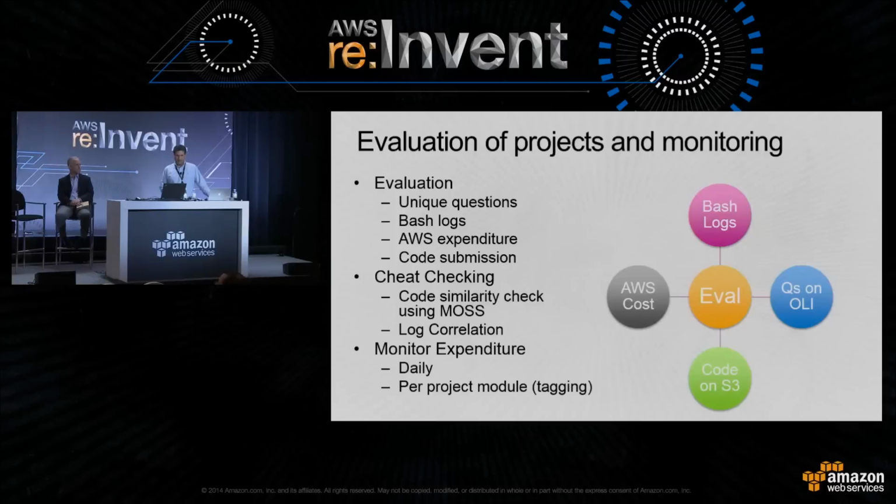OK, how do you evaluate? How do you monitor? What do you log? Well, we log everything. Everything the students do, we log and we monitor and we analyze. So on the Open Learning Initiative, OLI, after each project, there's a quiz module that they have to do on the project, and each student gets a unique set of questions. We log the bash, we keep the bash logs. We know all the AWS cost that each student has spent, and they submit their code on S3. So we use that for evaluation, we use that for cheat checking, and to monitor expenditure. And I'm going to talk about these in detail.